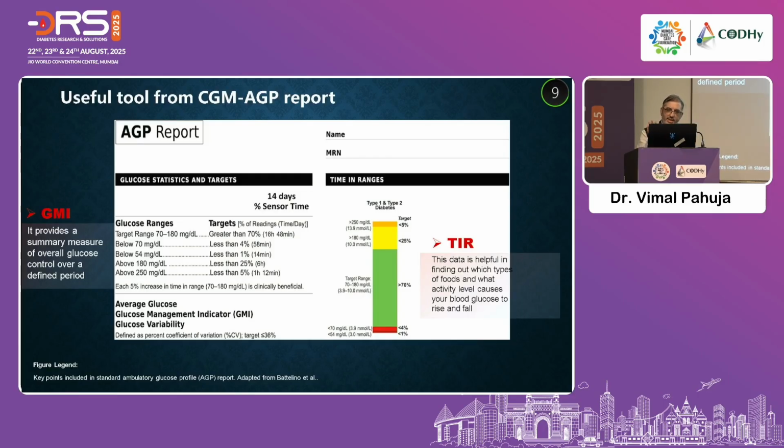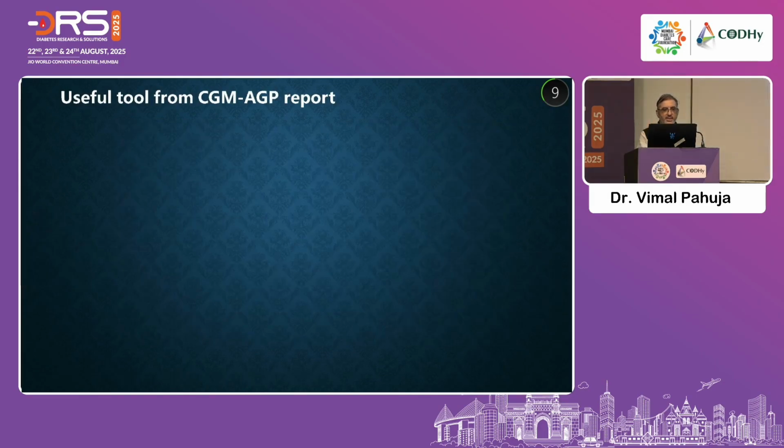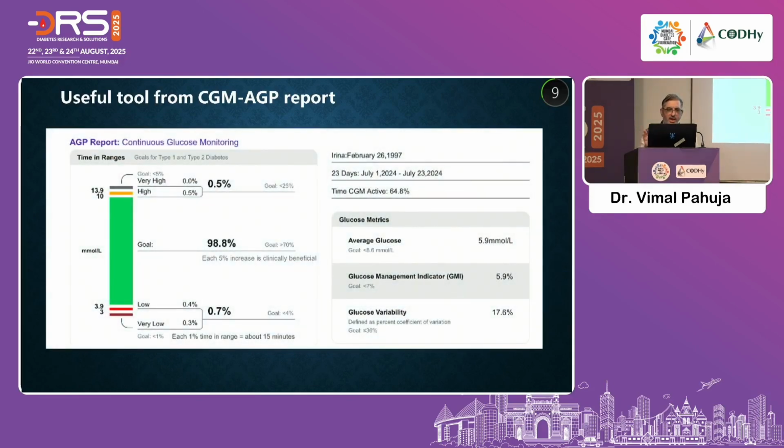That is very important. GMI is an indicator equivalent to HbA1c. The glucose management indicator gives you a complete summary of all glucose control throughout a defined period. And if you extrapolate this number and the patient follows the same behavior and exercise, you can equate it to a 3-month HbA1c. So this is the useful tool, and this is how it looks like.